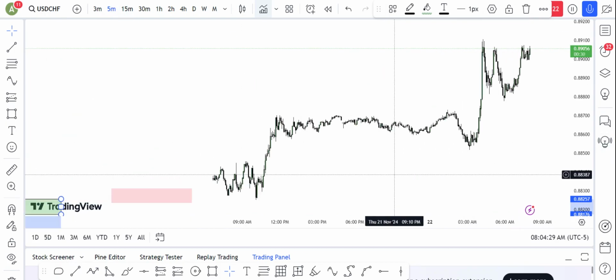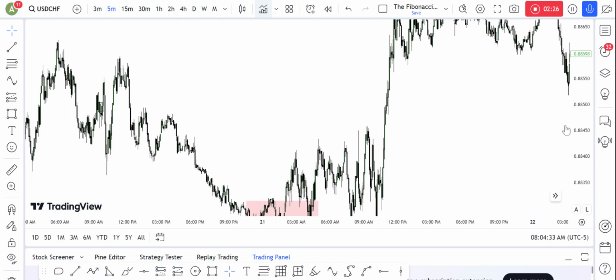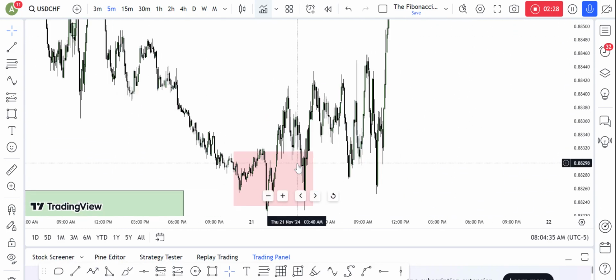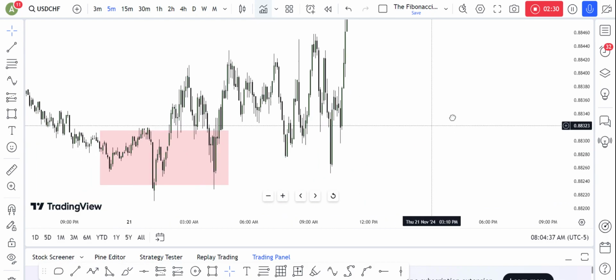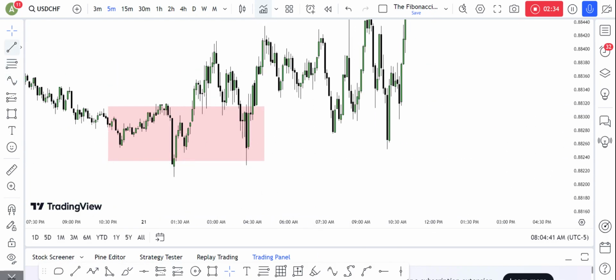Let's rearrange this again. Here was a manipulation move when price came up to this order block. You don't need to actually enter directly on the trade. You need to wait for some sort of confirmation. So here is the structure.